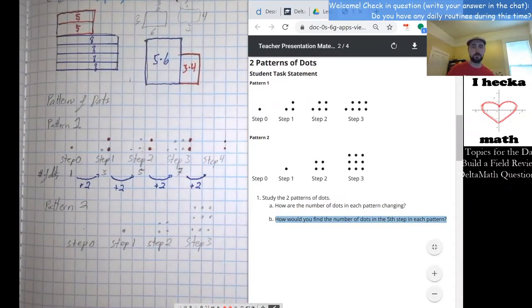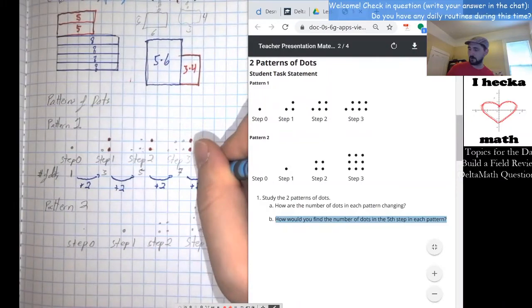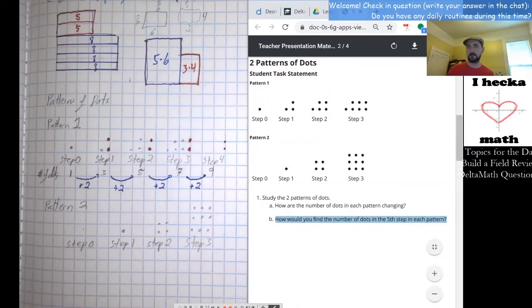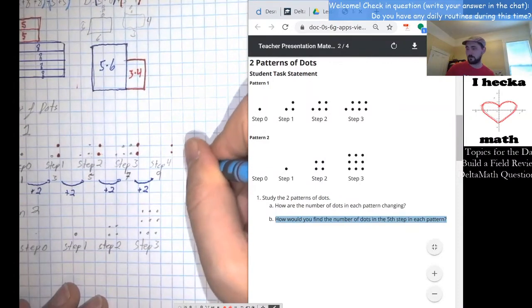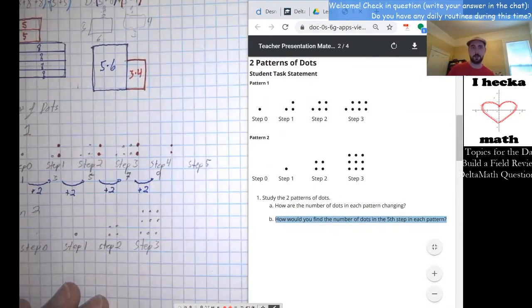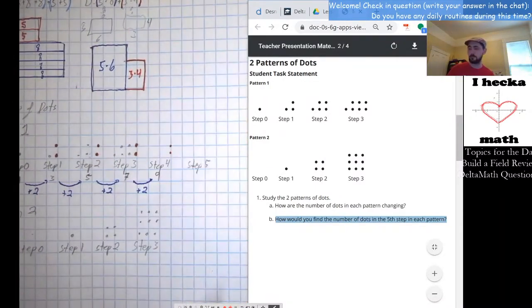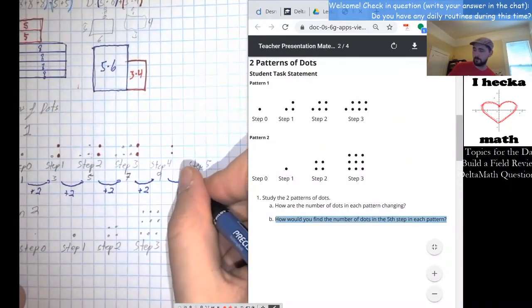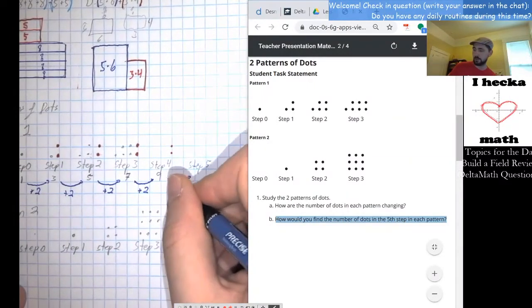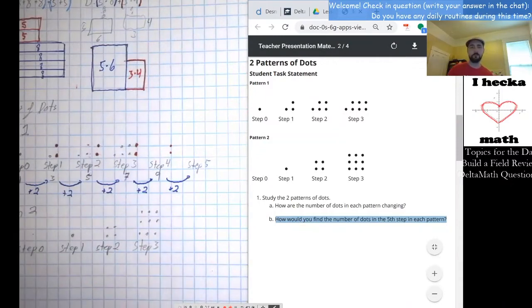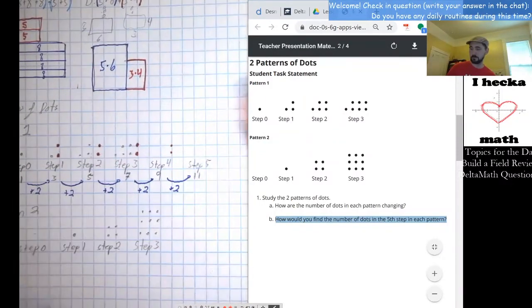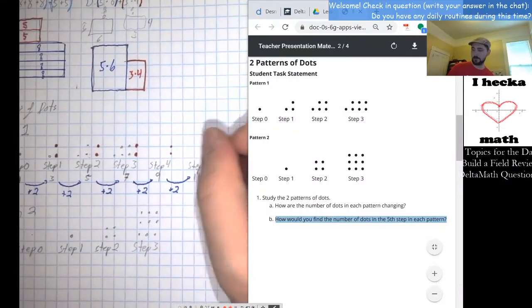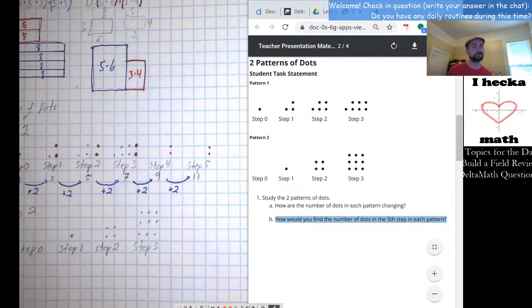Which would be a total of nine. And then step five, I would assume we're adding two more dots. And so that would be a total of 11, because we're adding those two dots on the end again, right? Yeah.